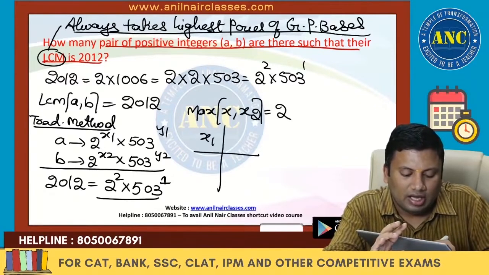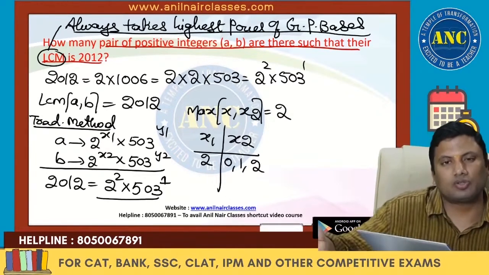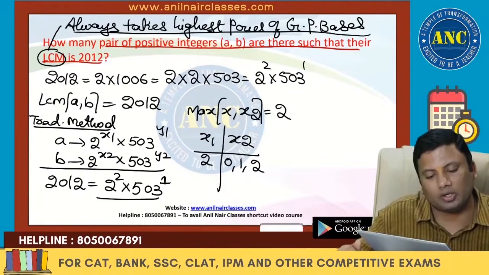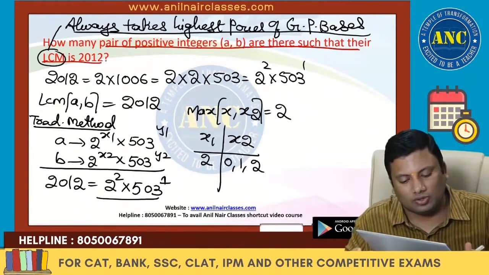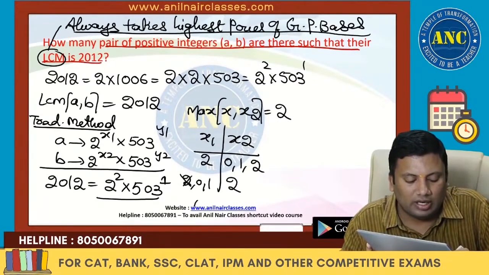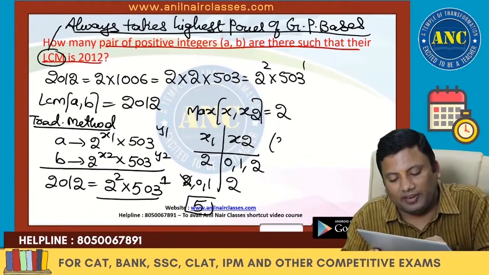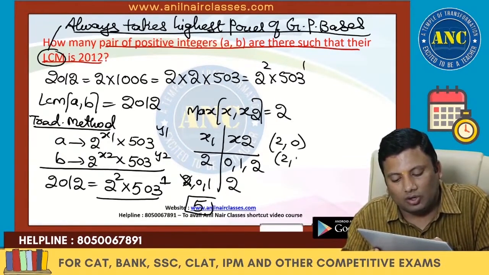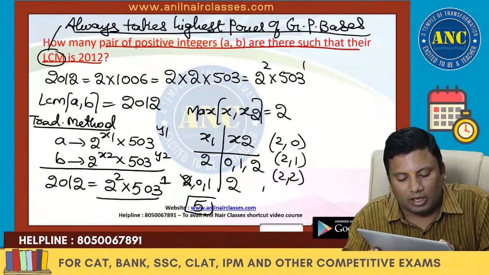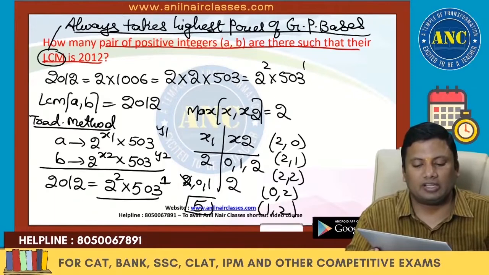That means if x1 is 2, x2 can be 0, 1, 2. Am I right? Highest is 2 square. Similarly, if x2 is 2, x1 can be 0, 1, 2. But 2 comma 2 is written twice. So it is 5 cases. What are the 5 cases? 2 comma 0, 2 comma 1, 2 comma 2, 0 comma 2 and 1 comma 2. I hope it is clear.